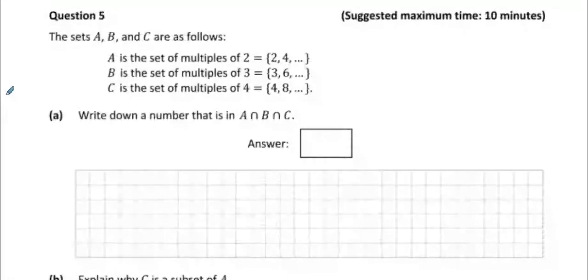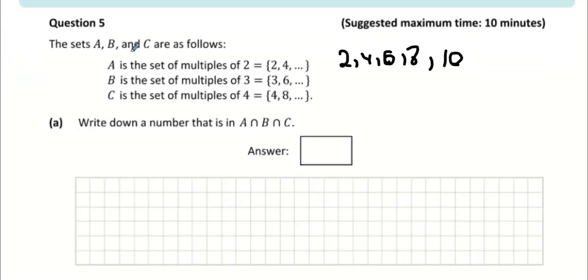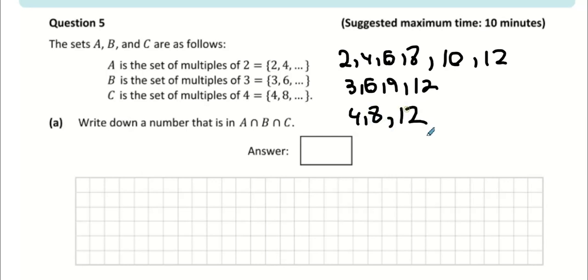All right. This one, yeah? Okay. Lads. 2, 4, 6, 8, 10. How high do I have to go up? Up to 12. How do I know that? 4, 8, 12. Lads, we don't have to go on forever.